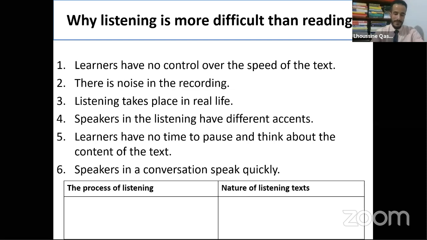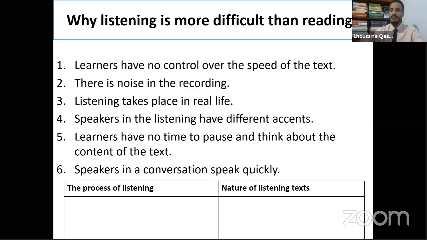Great. Rabia on YouTube said number two. Okay. Leila, number one. Asma, number two. Sundus, number two. Yes, Sundus, thank you, our great teacher from Algeria. It's number one. Learners have no control over the speed. Okay, it's the process of listening, the process.